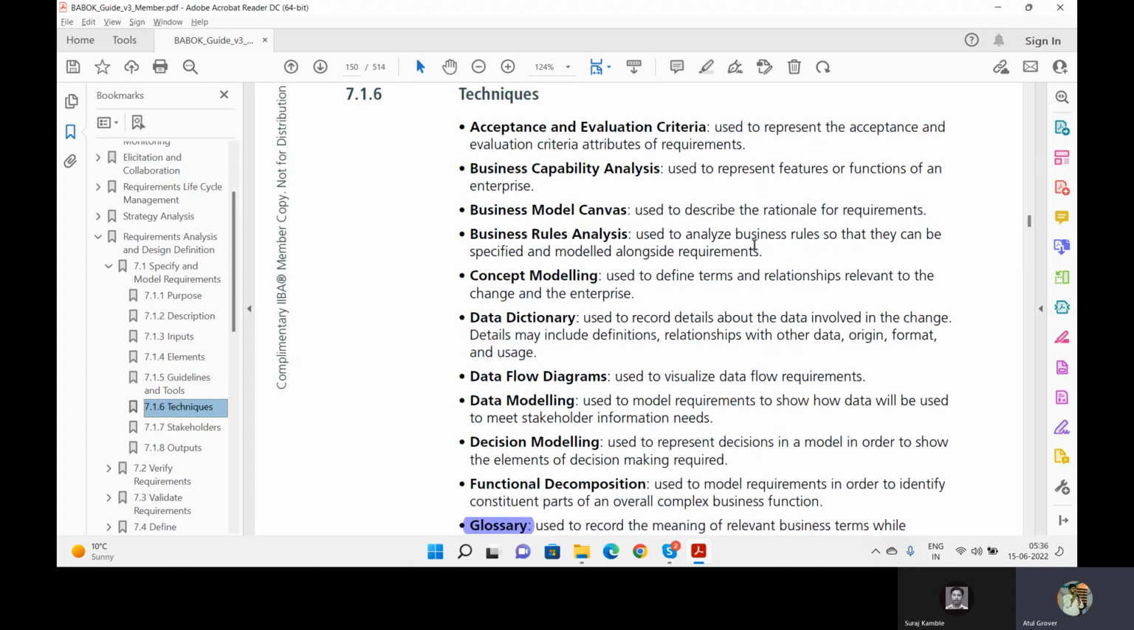Majorly, the techniques we already discussed. If you want to specify and model your requirements, then you should have some acceptance criteria. You should have business capability analysis. You should have a business model canvas. You have concept modeling. We have a data dictionary. We have a data flow diagram. We have data modeling. We have decision modeling. We have functional decomposition. So it means there are multiple ways. Generally, if you ask me, I follow this technique.